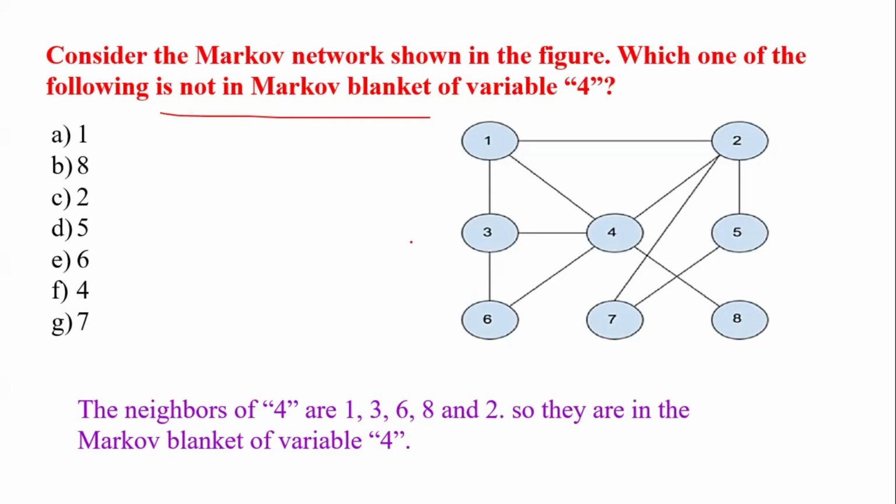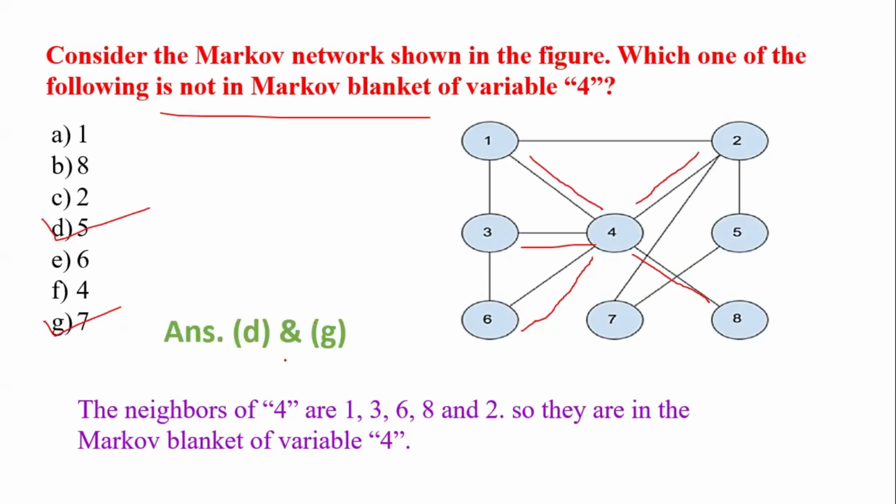The neighbors of 4: 1, that means it is connected. So 1 is a neighbor of 4. 3 is also connected, 6 is also connected, 8 is also connected, 2 is also connected. Now these are the neighbors of 4, so they are in the Markov blanket of variable 4. But the ones which are not directly connected, like 5. See, it is not directly connected, so it is not a directly connected neighbor. That means it is not in the Markov blanket. So 5 is one option, and 7 is also not directly connected. So 7 is the other option. So D and G will be our answer for this question.